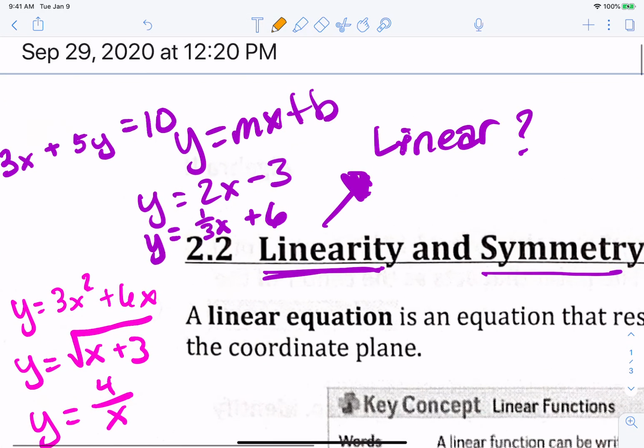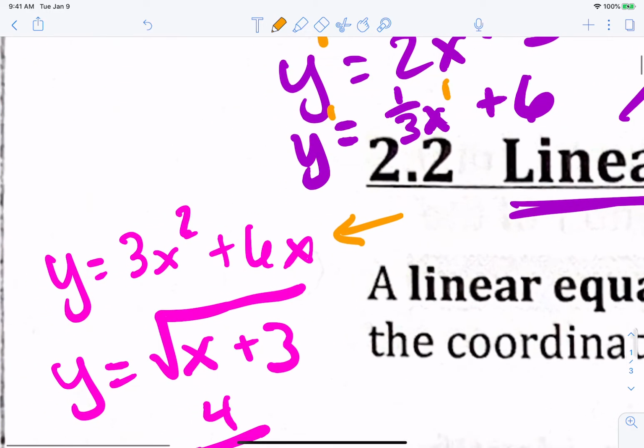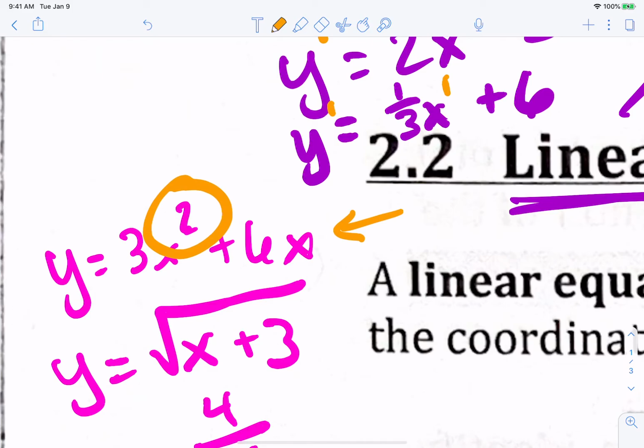It is only a linear function if you have an x and y and they are both to the first power. Now, none of these linear functions will actually show the ones by the powers, but you just assume it's to the first power. So why is this one not a linear function? Not to the first power, because you have an x squared.